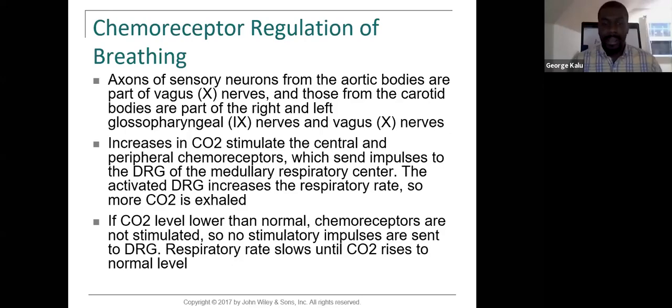The flip side of that is if we have carbon dioxide levels that are lower than normal, the chemoreceptors don't get stimulated. They're only going to get stimulated if there's an increase in carbon dioxide. If there's not enough carbon dioxide there, those chemoreceptors are not going to get stimulated, and so there's not going to be an increase in respiratory rate. In fact, there's going to be a decrease in respiratory rate until that carbon dioxide comes back to an appropriate level.